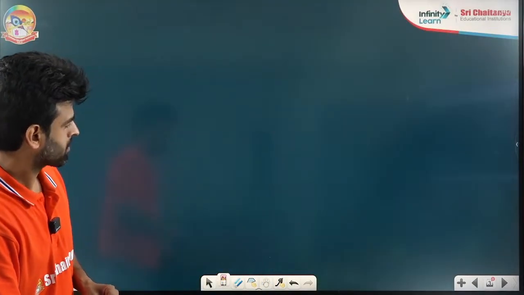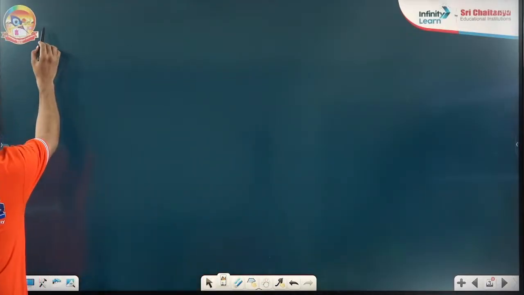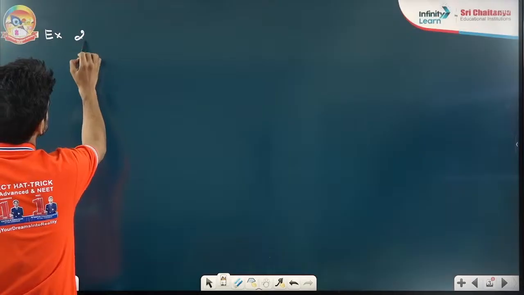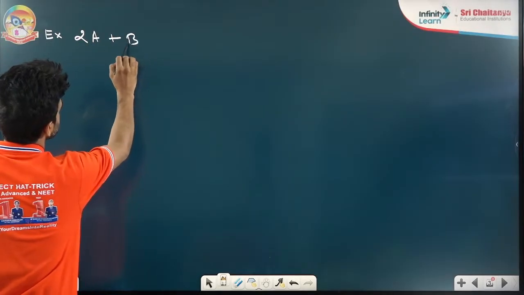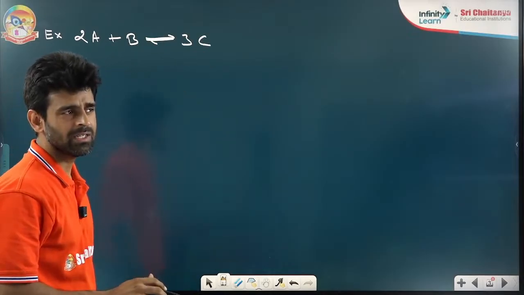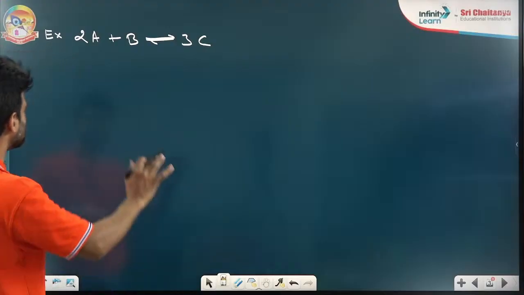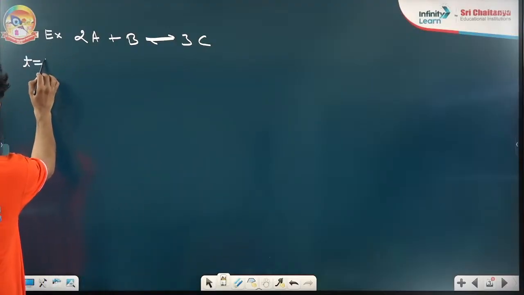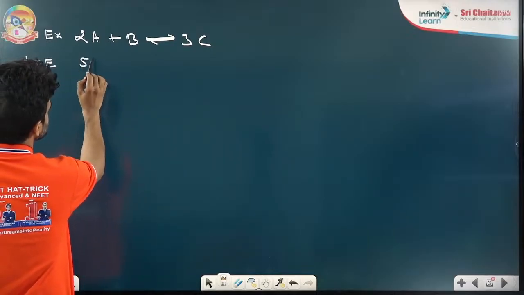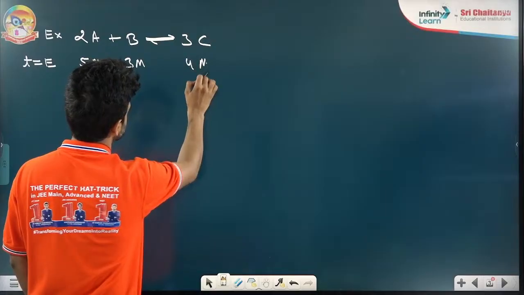I'm taking the smallest, easiest questions from the start, then we'll move to different types of questions. Imagine a small question: 2A + B gives 3C. A, B, C are the reactants and products, and I am directly giving the values when equilibrium is attained. At the time of equilibrium, A is 5 molar, B is 3 molar, and C is 4 molar.